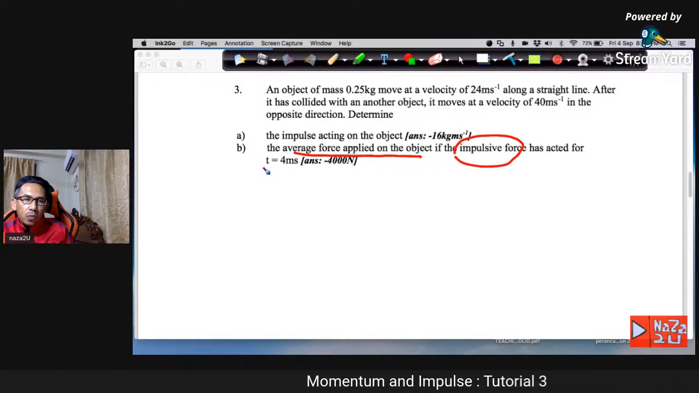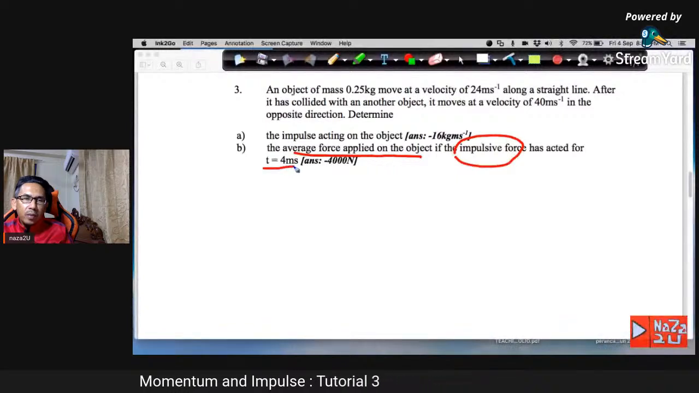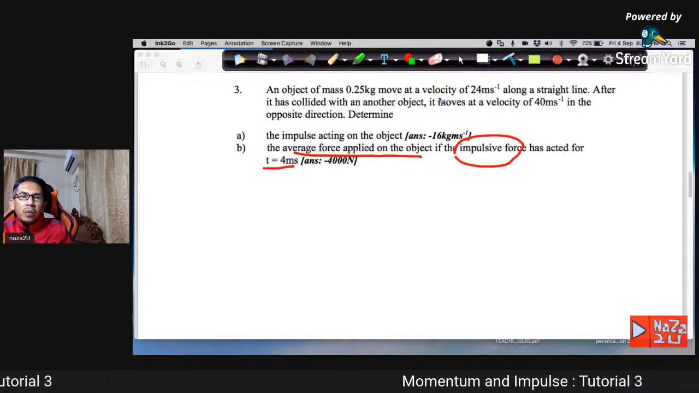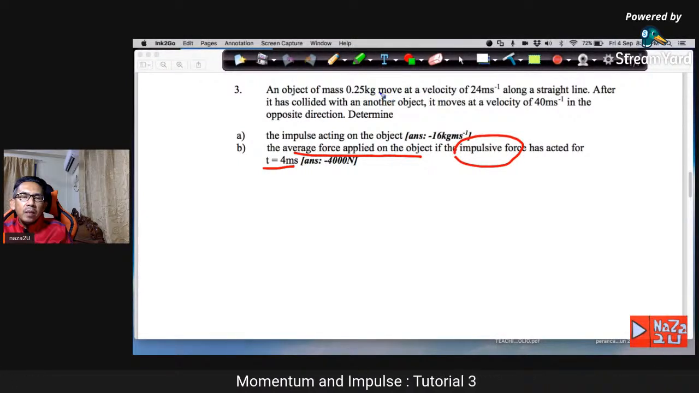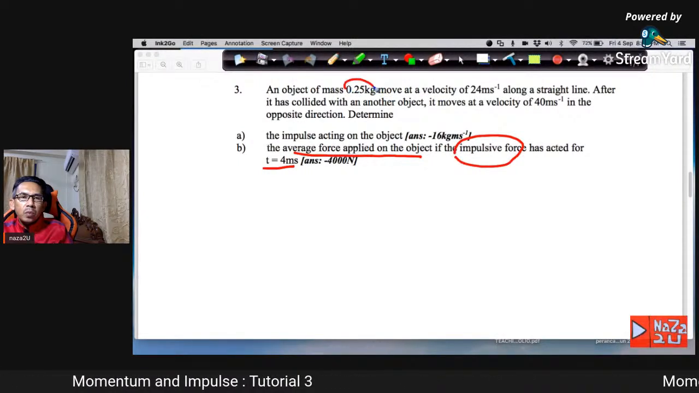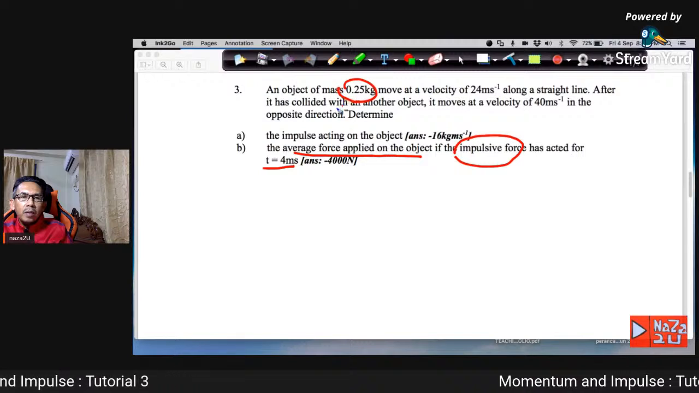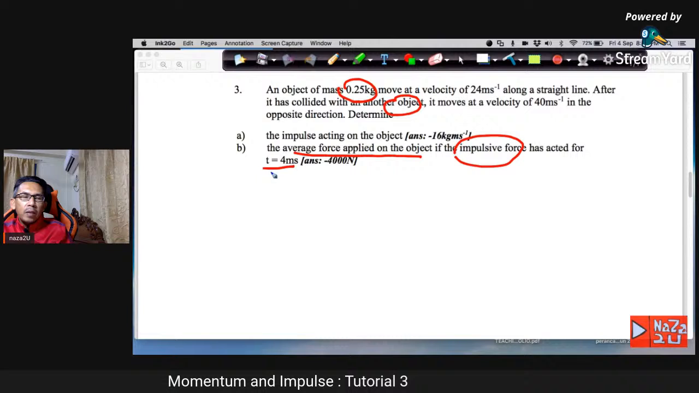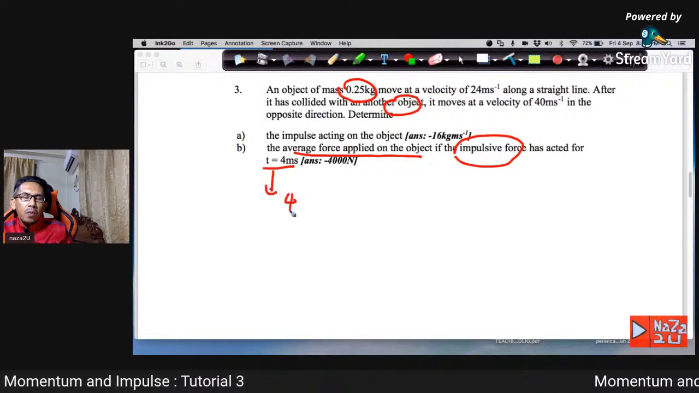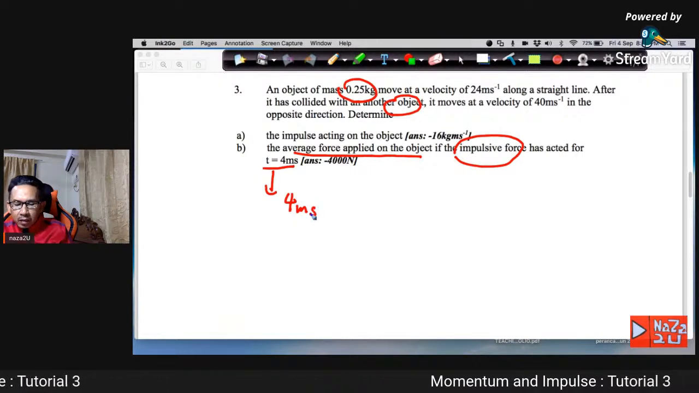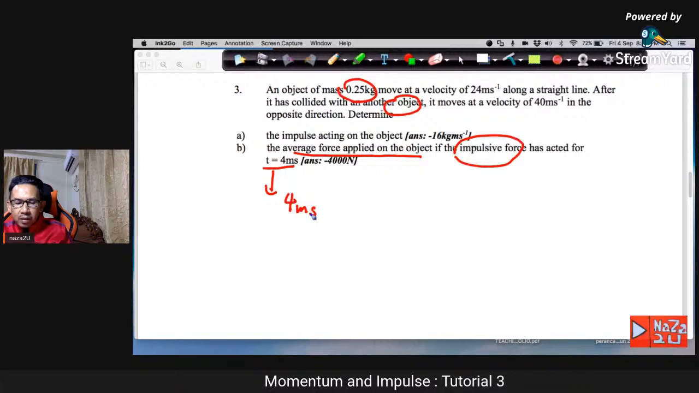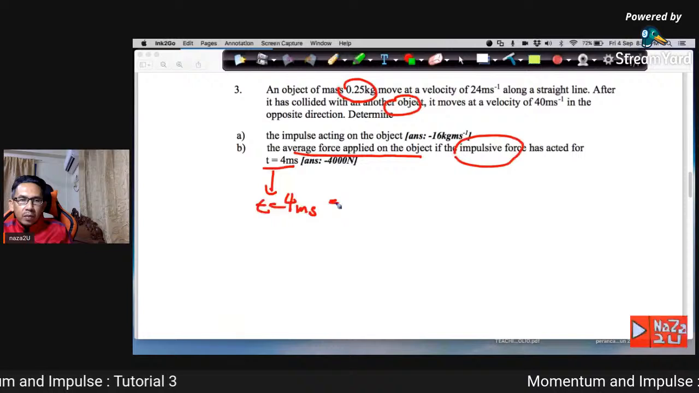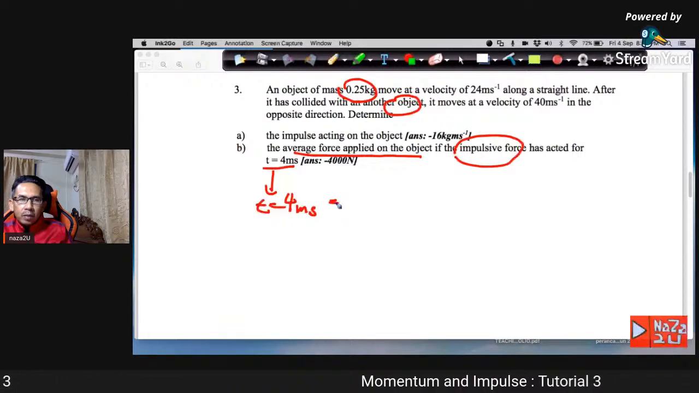for t equal to 4 millisecond. So meaning here, when the two objects collide, okay, pelanggaran di antara dua objek, objek 0.25 kilogram and another object ni, proses pelanggaran itu memakan masa selama 4 ms, here millisecond. So millisecond here refers to the time t, right? Time t. Milli is 10 power of minus 3.